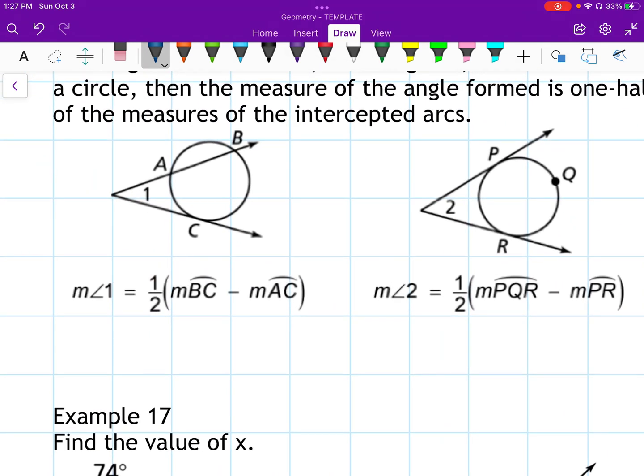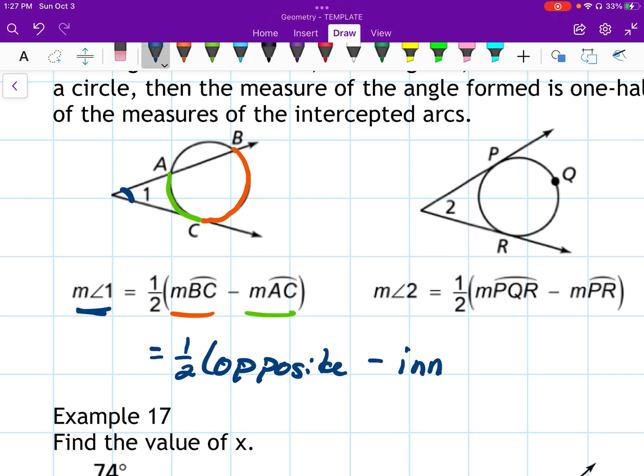The angle that is outside the circle is 1/2 the measure of the opposite arc minus the inner arc, right? And it will always be that the angle equals 1/2 the opposite arc minus the inner arc.